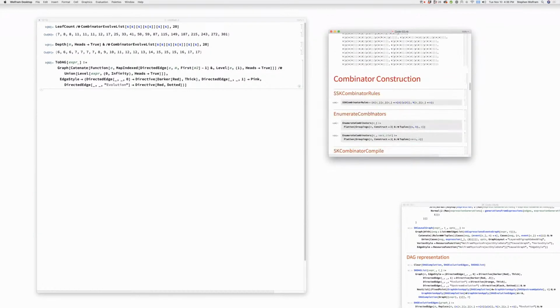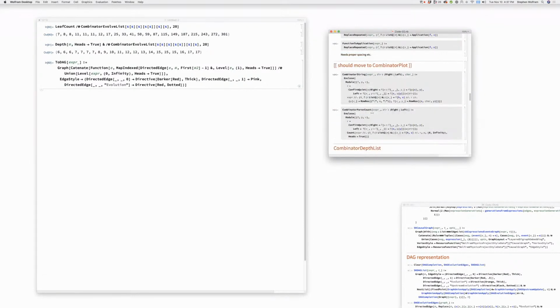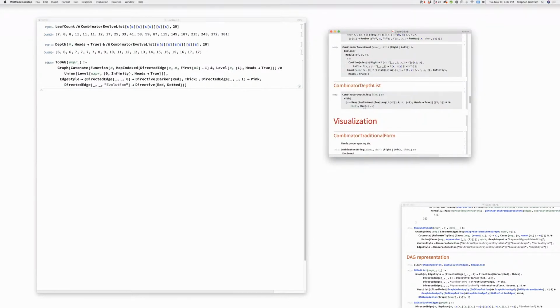Let's see, conversions. I think I have a section here about conversions, combinator construction, combinator conversion. Actually, let's put in two functions. So combinator toDag, which is going to be this thing here.